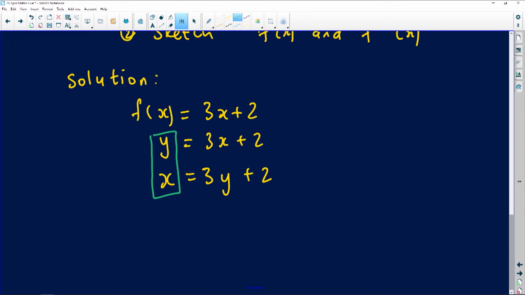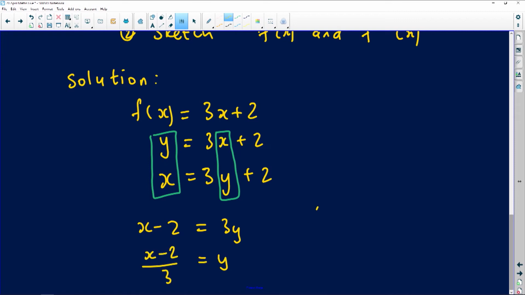I changed my y to x, and I changed my x to a y. Now once you're done doing that, you then make y the subject of the formula. I'll subtract 2 on both sides. I'm going to get x minus 2 is equal to 3y. And then you just divide both sides by 3. Your equation ends up being x minus 2 divided by 3. Therefore, our inverse graph of x is going to simply be x minus 2 divided by 3.